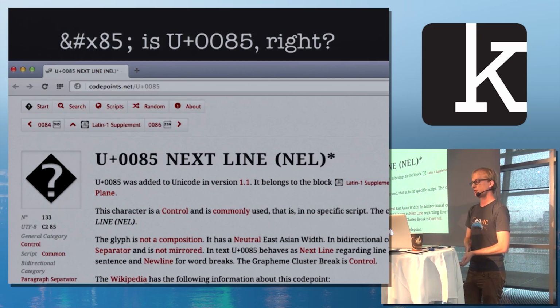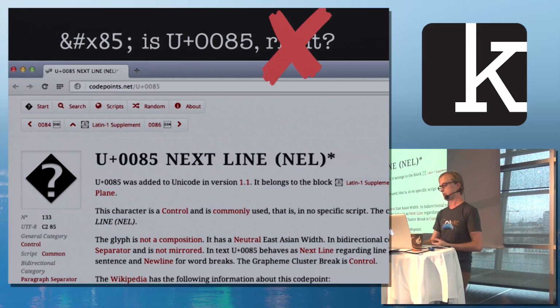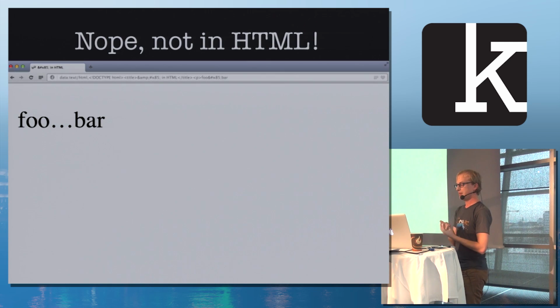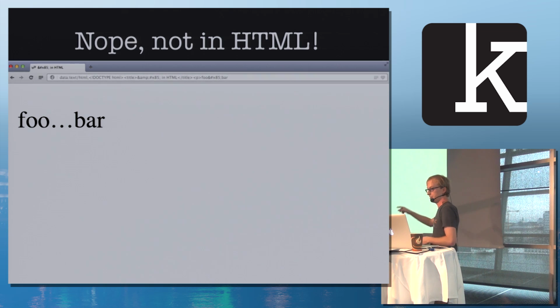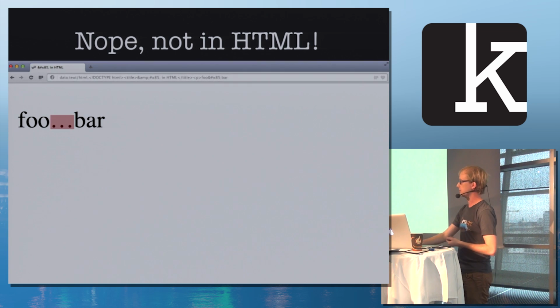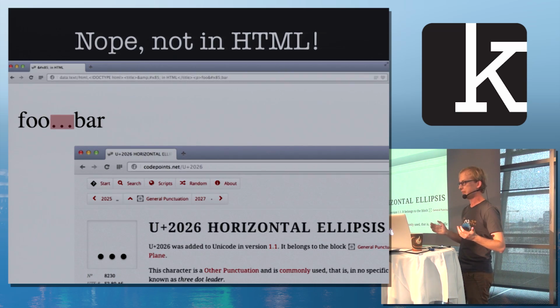So let's see what it looks like if you render this in HTML, because you actually get a different result, apparently. In HTML, you get a completely different character instead. So it's right between the foo and the bar. There's our reference, and we get a completely different character, as you can see, with a completely different code point as well.